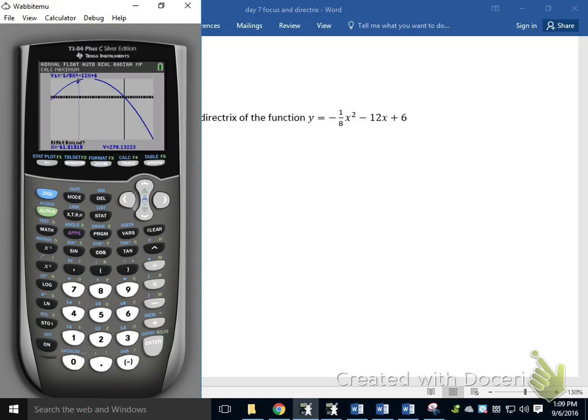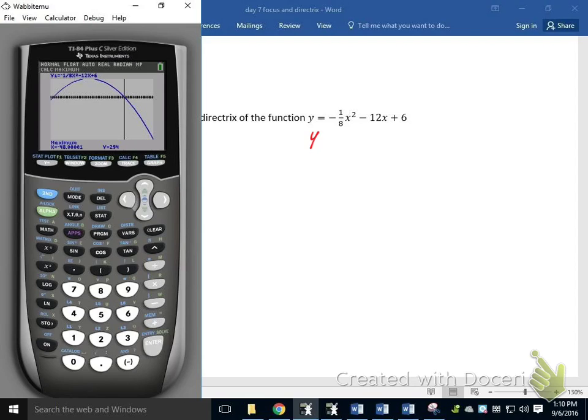You can see the left bound that it's been given now. Now I'm going to go to the right of that vertex. Stop and hit enter for a right bound. Hit enter for the calculator to guess. And it says the vertex is 48,294. And that's what we'll work with.